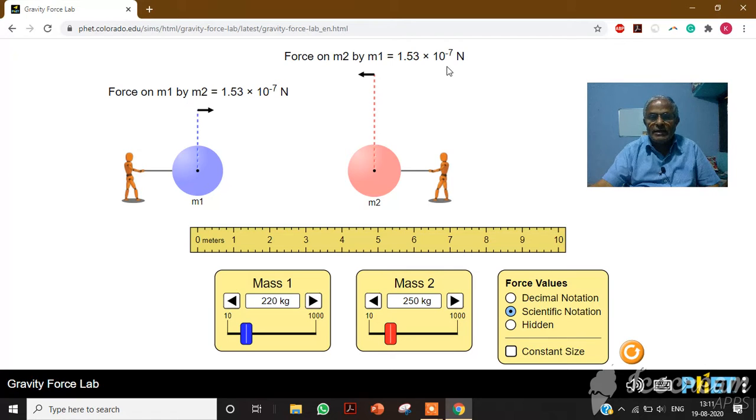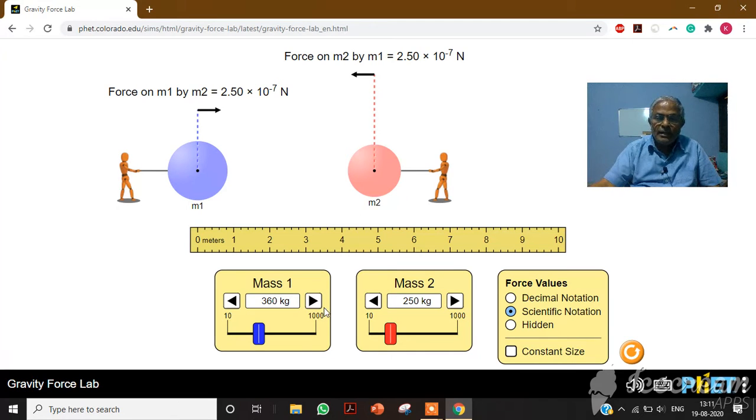You remember this value. Now, we are increasing mass 1 from 220 kgs to 360 kgs. Now, the force is increased. Further, if you increase mass 1, it is increased again. You observe, it is increased to 2.71 × 10^-7 newtons. You may increase mass 1 or you may increase mass 2.